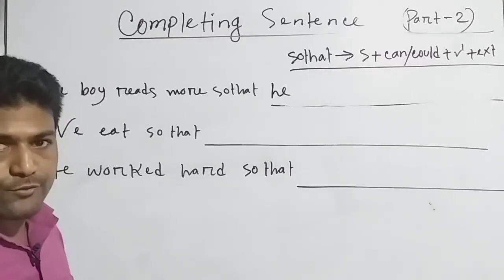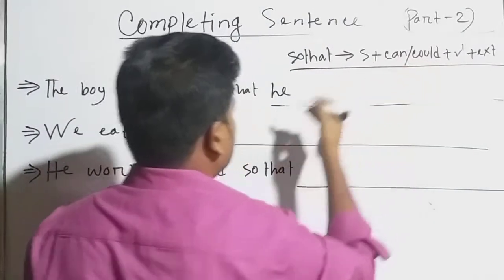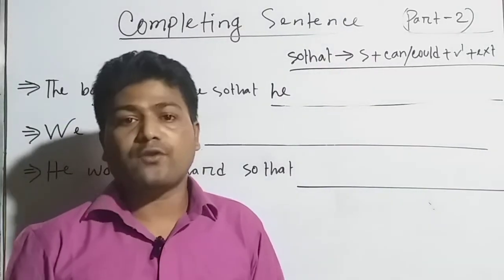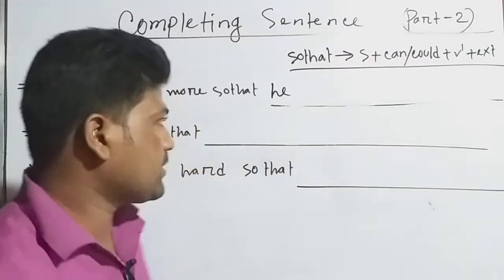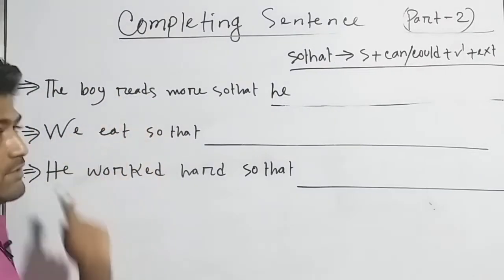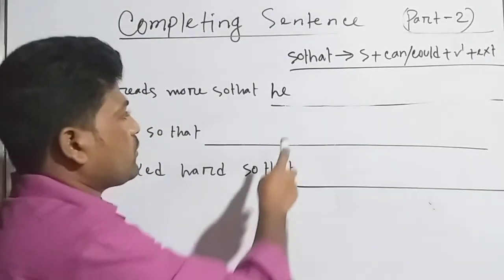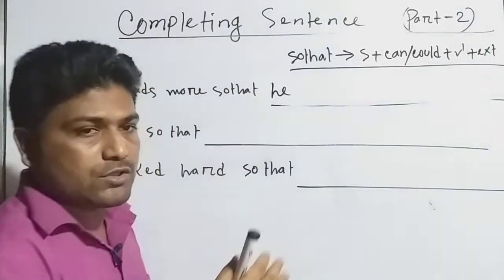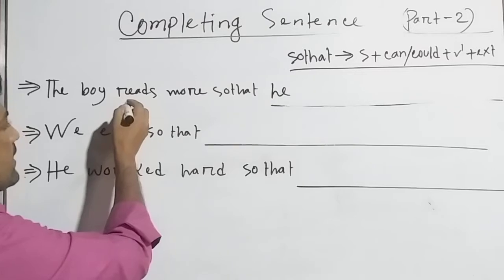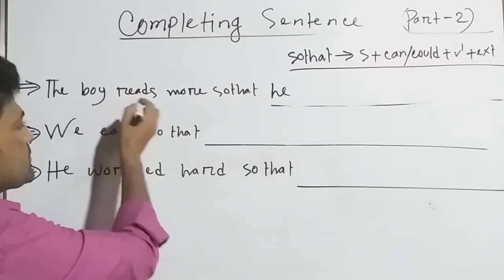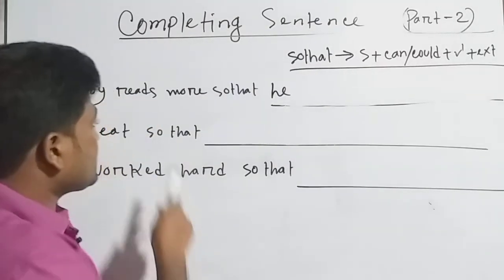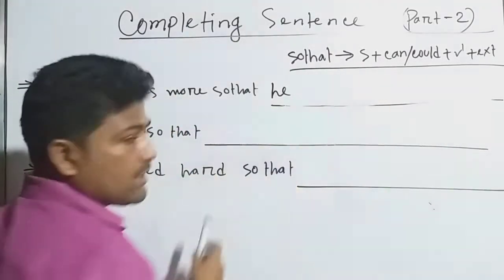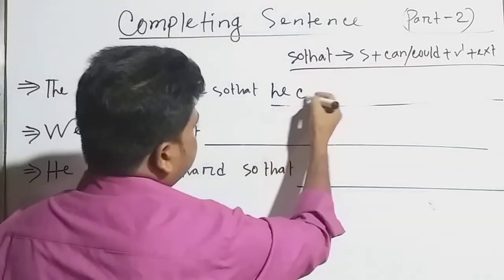Then what can we do? We can use here can or could. When can, or when could? When will we use can and when will we use could? Dear learners and viewers, if the verb is in present form, then we can use here can. If the verb is past form, then we can use here could. We see that in this incomplete sentence there is a verb, that is "reads". The "reads" is in present form, so we can use here can after the subject.